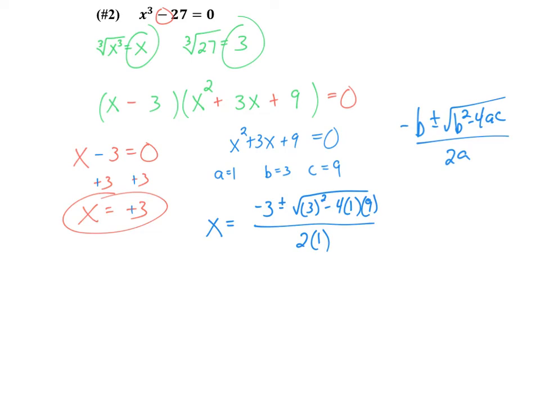So we substitute in a, b, and c. And now you can take a calculator out, and you can find out what is 3 squared minus 4 times 1 times 9. And we end up with negative 27. So negative 3 plus or minus the square root of negative 27. So what we have is a square root of a negative number. The square root of a negative number is going to have an imaginary solution. So these are imaginary.